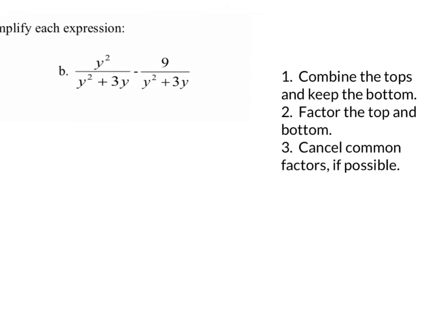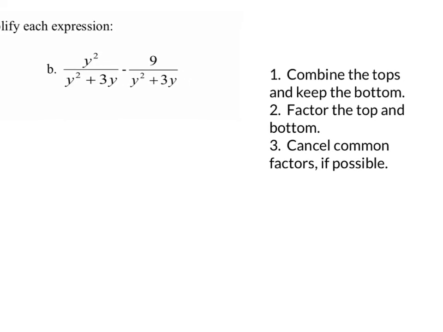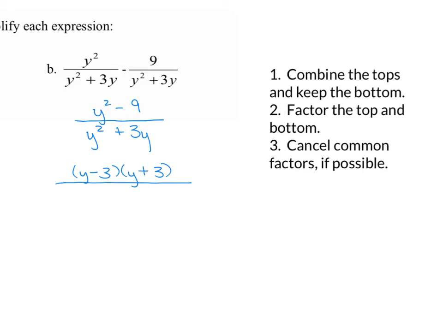All right, let's look at example B. If we combine this into a single fraction, we get y squared minus 9 over y squared plus 3y. This one we can factor. The top is a difference of squares. We get y and y. 9 breaks down to 3 and 3, and we have different signs.